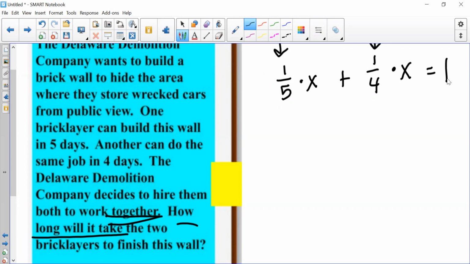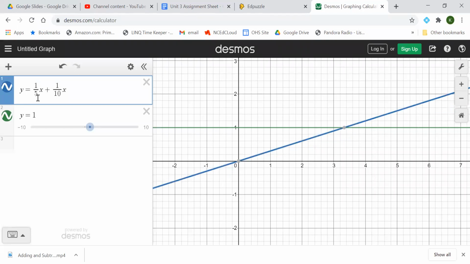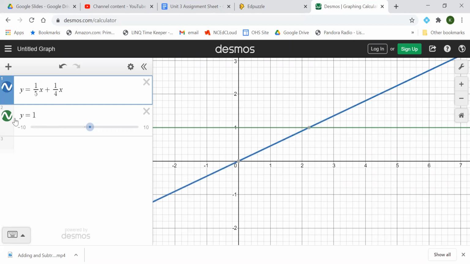So again, you have the option of solving by hand, or we can go to Desmos and type in the left-hand side as one equation. So that's 1/5 x and 1/4 times x. And then y equals 1 as the second. And you're just looking for where they intersect. So for this one, the X value is 2.222. It's a lot of twos.